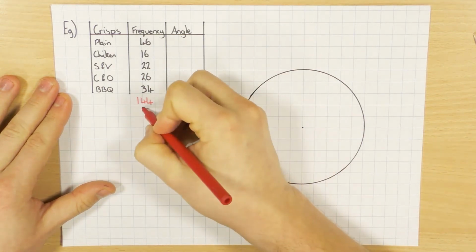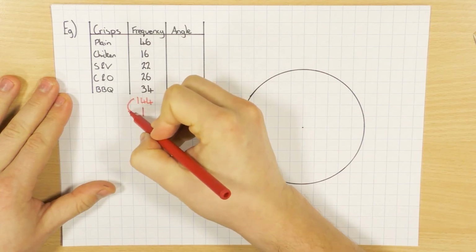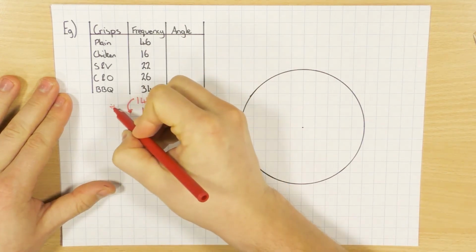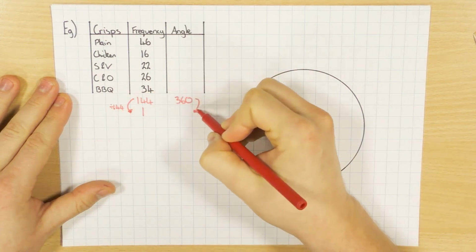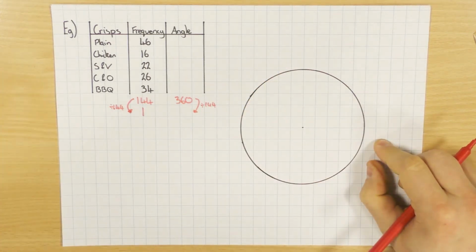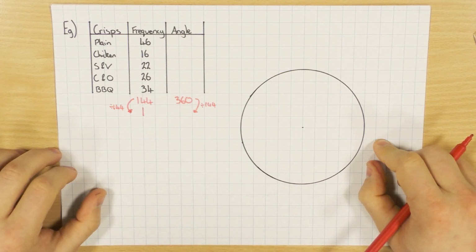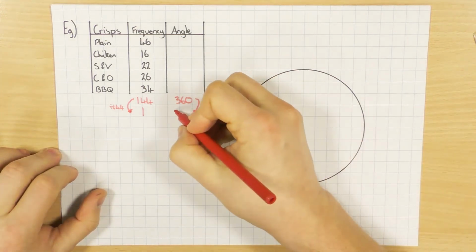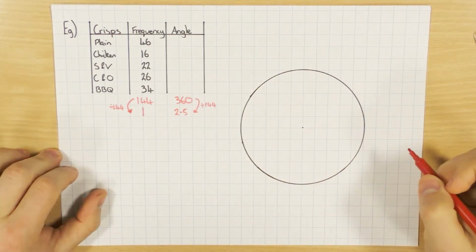Okay, and again, I want to find out what one person is worth. So I'm going to divide 360 by 144. Now, if it's a calculator, obviously nice and easy. If it's not, put it as a fraction, so 360 over 144, simplify it and see what you're left with. If you do that, you're left with 5 over 2, which is 2.5. Or again, if you have a calculator, you can just do that.